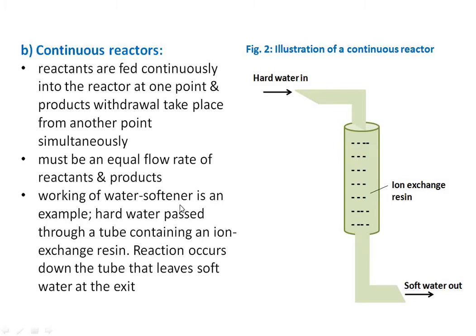The working of a water softener is an example of this type of reactor. Here we can see hard water passing through a tube containing an ion exchange resin. Reaction takes place, and the softened water leaves from the exit. So this is an example of a continuous reactor where hard water enters and softened water leaves in equal ratio.